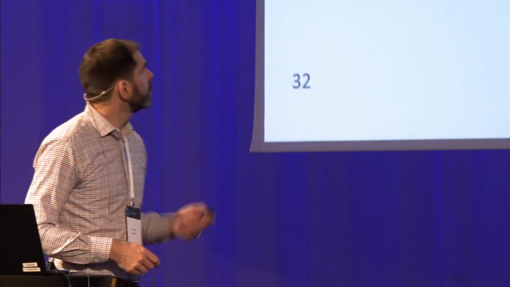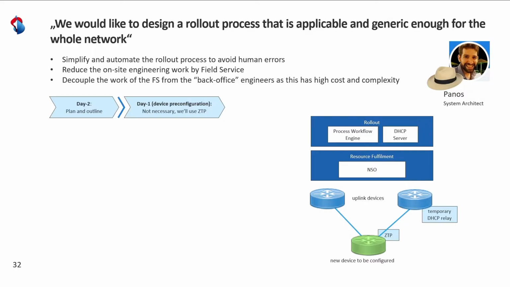So what is a rollout process? Of course, on day minus 2, there's always that planning and outlining of where that new device has to be put. Of course, that can't be automated, frankly. I think there's always a human being in front who has the intelligence. Yeah, I'm going to place that device here. Those will be the 2 uplinks to that device. Yeah, right.